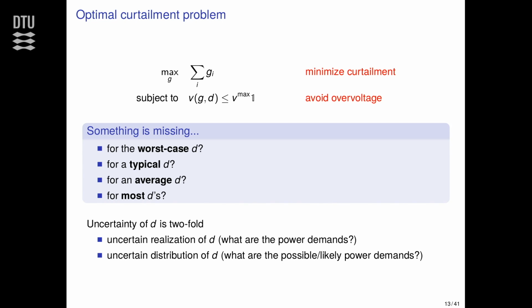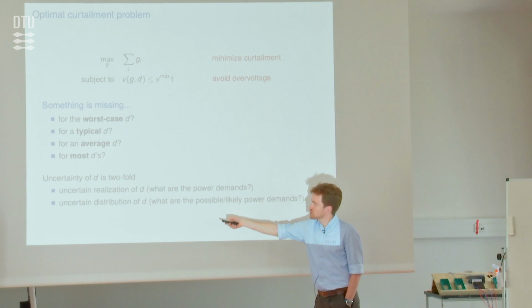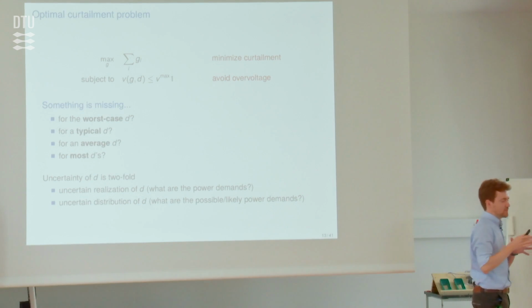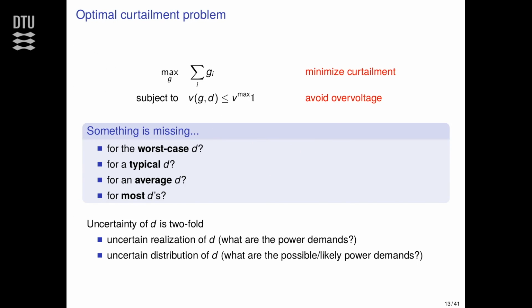And the other kind of uncertainty is the uncertainty in the distribution of D, right? So maybe we don't know D, but we know very well that it needs to belong to a very limited set of possible options. Like you have one load, it could be on or off, right? In this case, you still don't know D, but you know the distribution of D. You know that 50% of the time it's on, and you can only take two values, 0 or capital D, okay?